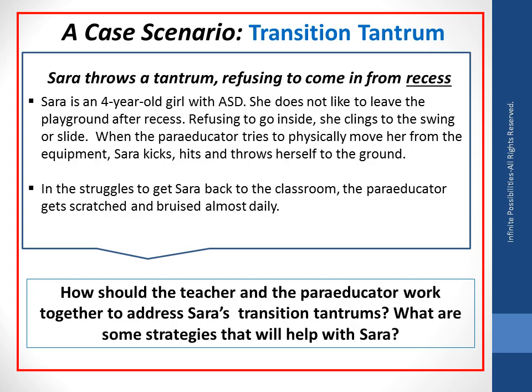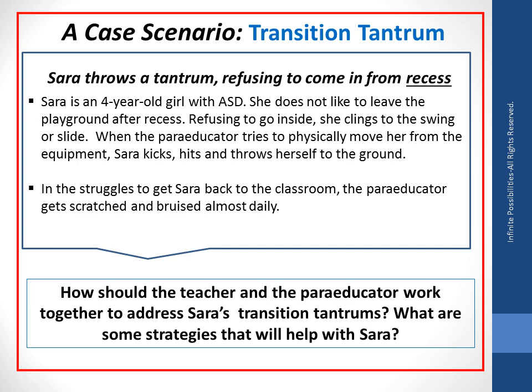Okay, let's look at this transition scenario. Sarah, she throws a tantrum, refusing to come in from recess. And she is a 4-year-old child with autism spectrum disorder. Once she has gotten onto the swing, which is her favorite playground equipment, she finds it very difficult to let go and make the change to walk back to the classroom. In that struggle, frequently the paraeducator who is trying to get her off the swing gets hurt because she starts scratching, pinching, and sometimes even biting the adult.